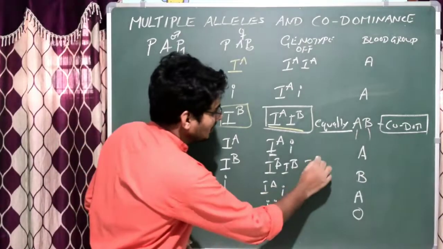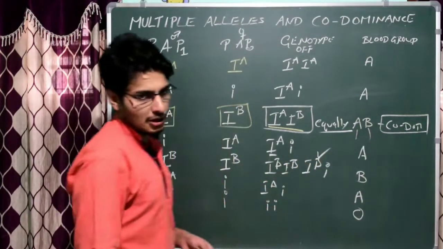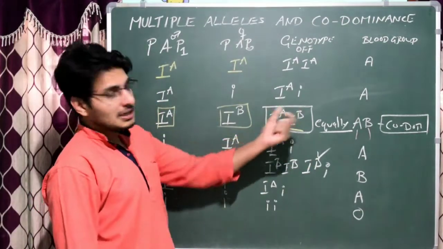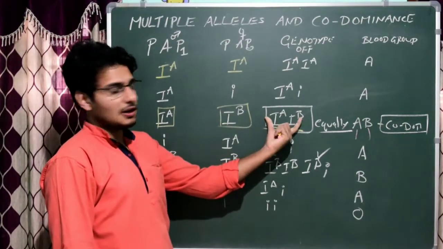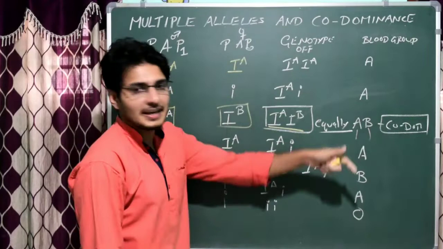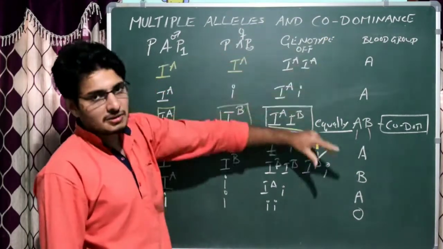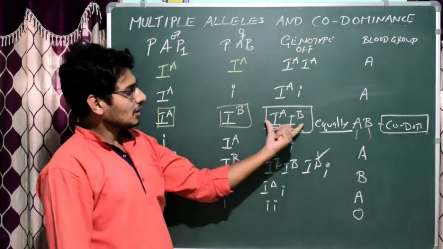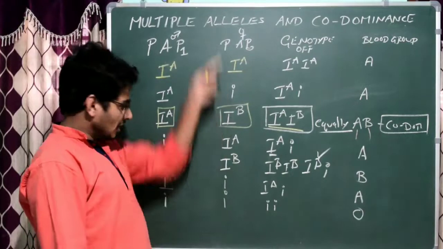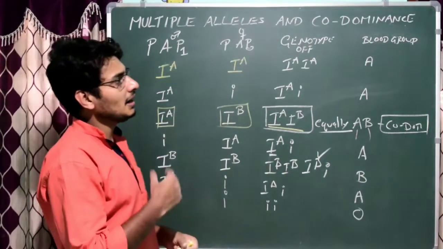B will express, whereas it will suppress small i. If both A and B are present, this is heterozygous, not exactly the same alleles, and obviously both will express. This is a good example of codominance. Got it? The entire concept comes under multiple allelism. It is not exactly multiple allelism, it is codominance. But the ABO blood group, everything is multiple allelism. So that's all about multiple allelism and codominance.